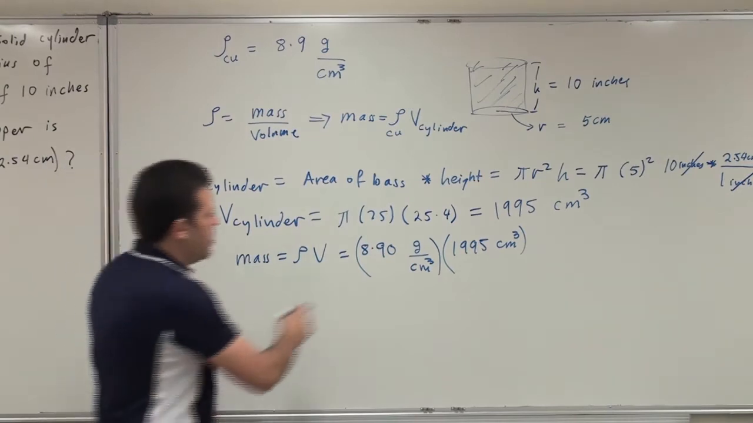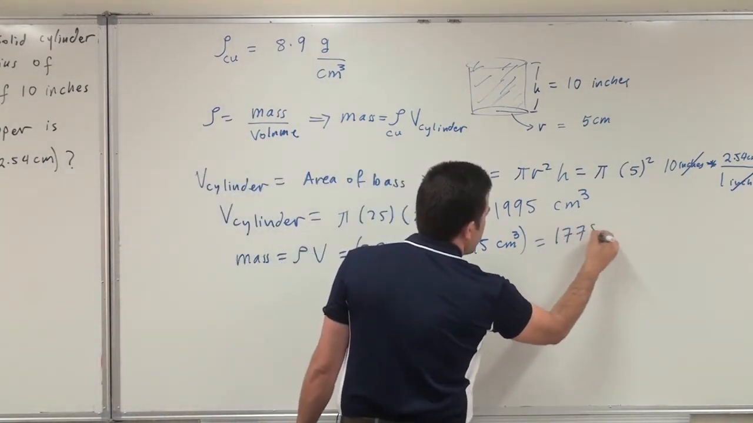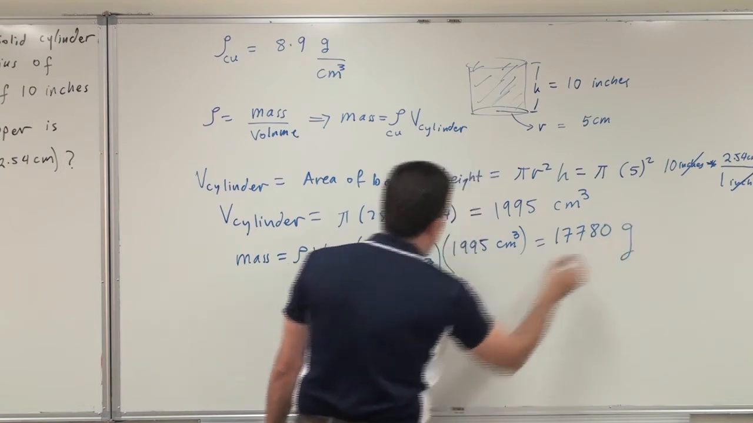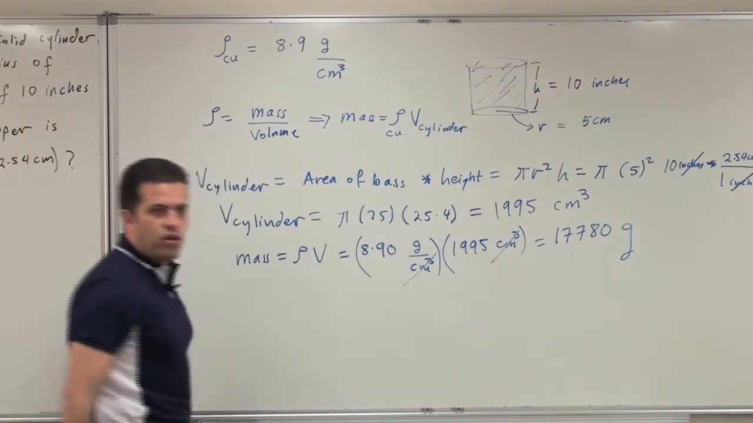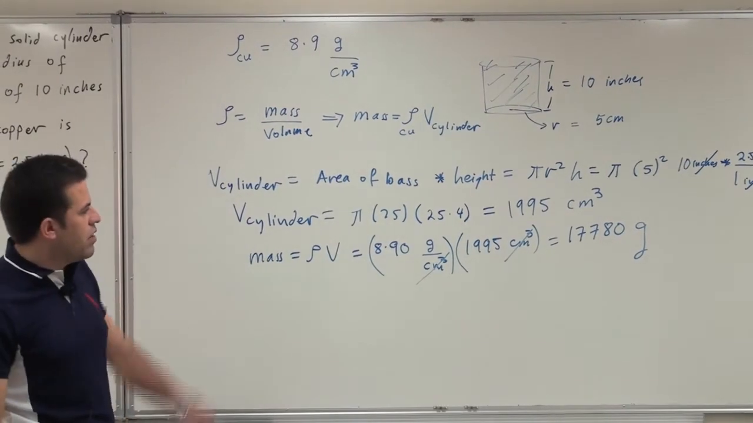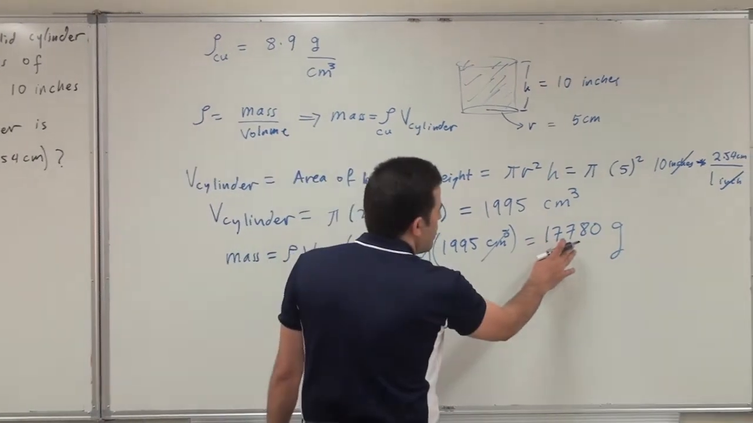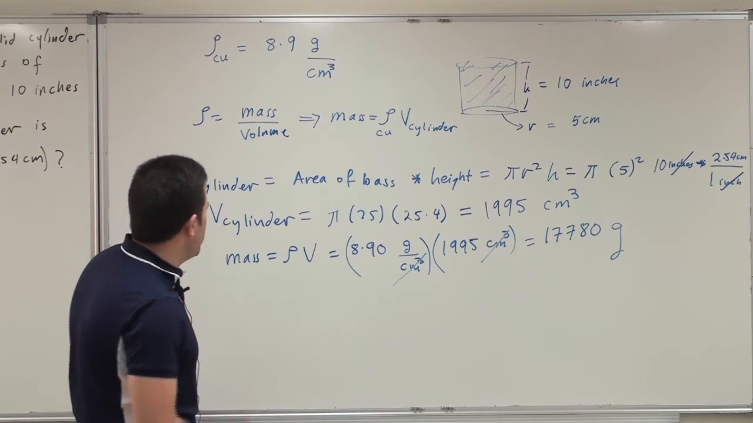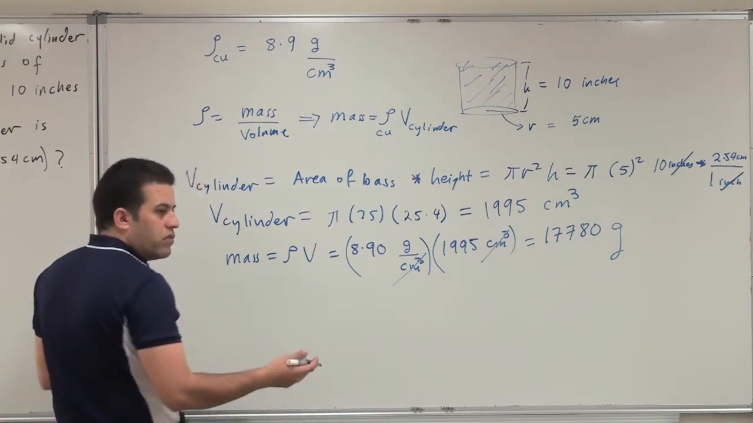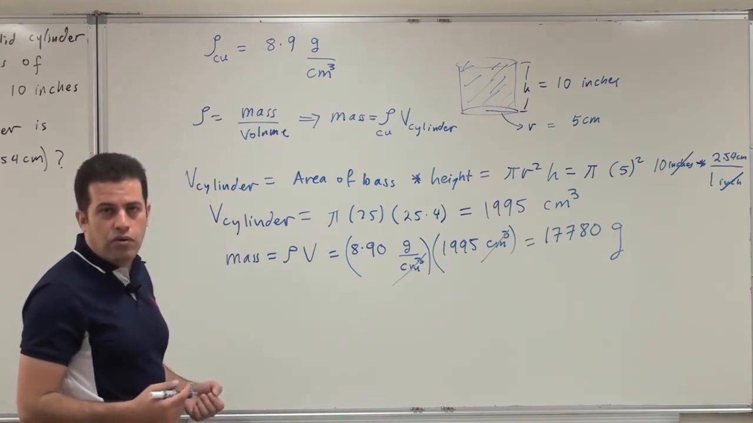And if I multiply these two quantities, I will get 17,780 grams. Notice here to check that centimeter cube will be crossed with centimeter cube. So the answer has to be in mass. It's a gram. So this 17,780 grams is the mass of this cylinder. Also, I can modify the question and convert it into kilograms.